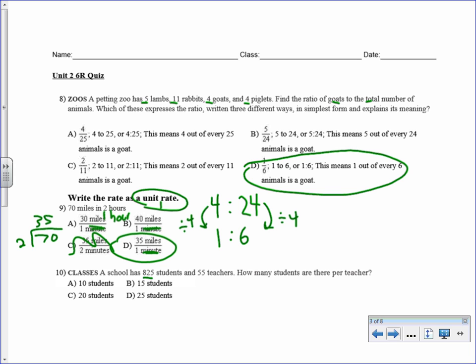825 students, 55 teachers. How many students per teacher? Per teacher means 1 teacher. How do we get there? Divide by 55. So we have to do 825 divided by 55. The answer is 15. Again, the division killed you guys.